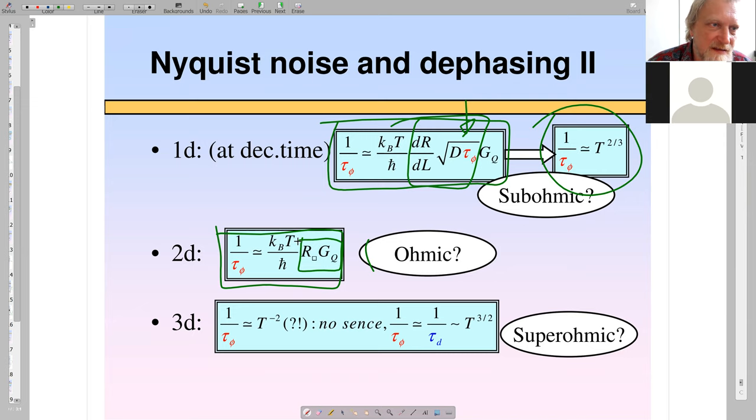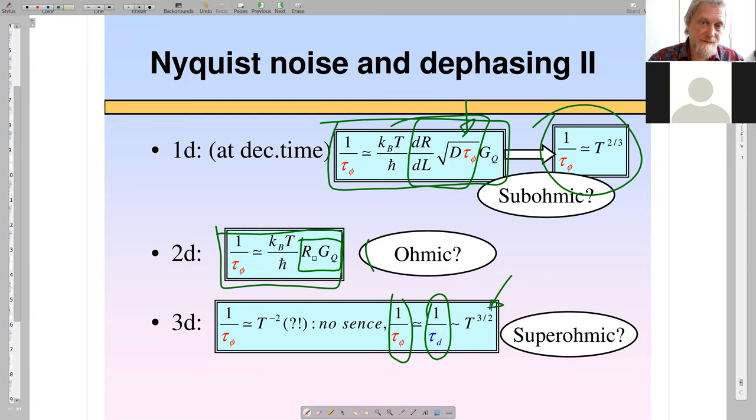In three dimensions, it does not make much sense. Such an estimation, an accurate estimation, tells well. In this case, it's defined by dissipation. Dissipation we know, it's 3/2. So we are in the superohmic regime in three dimensions.